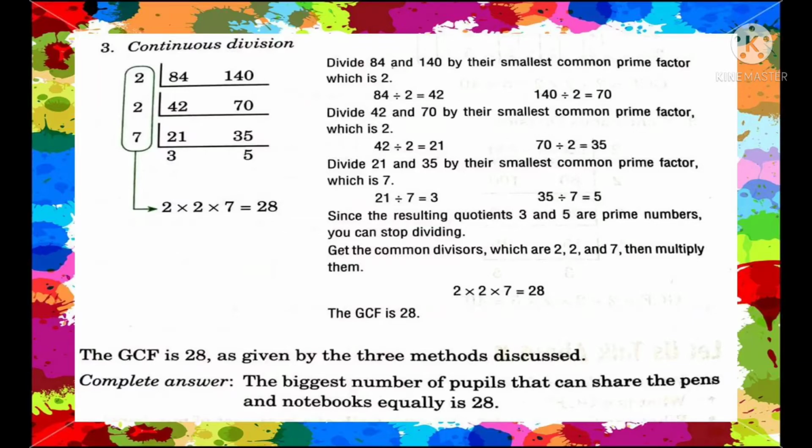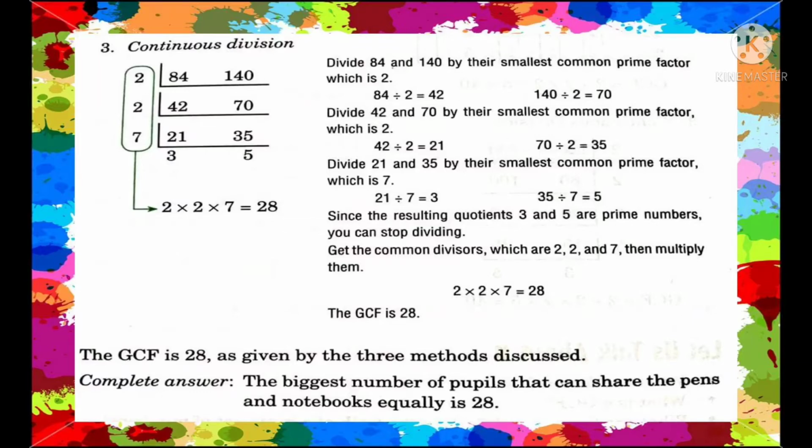Ngayon, nasa baba na ulit si 21 at 35. Hahanapan ulit natin sila ng common factor na pwede nating i-divide sa kanila. So, kaya nga sinabing continuous division kasi habang pababa ng pababa, i-divide natin sila. 21 divided by 7 is 3 and 35 divided by 7 is 5. So, si 3 at si 5, pwede pa bang i-divide? Ayan. So, hindi na. Kaya mag-stop tayo dun.